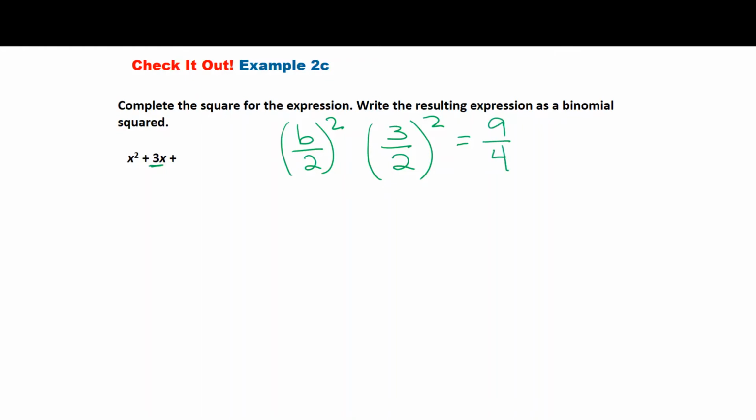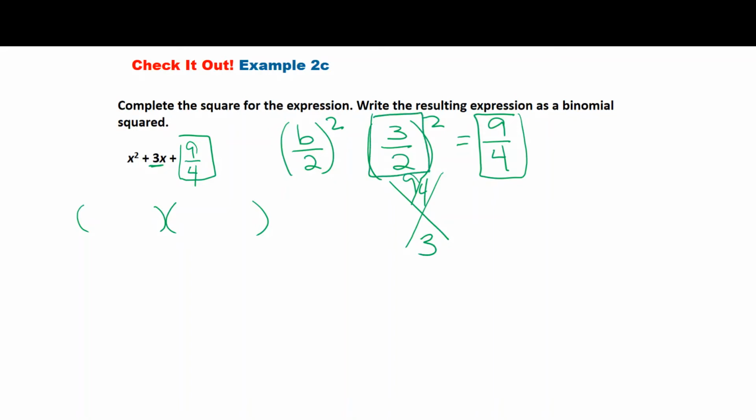Don't get frightened by these improper fractions, just go with them. Okay, so we're going to add 9 over 4. All right, so now I need to factor this, and I'm going to say, okay, what number multiplies together to get 9 over 4 and adds together to get 3? Well, I happen to know it's going to be 3 over 2. All right, so I'm going to say x plus 3 over 2 times x plus 3 over 2.